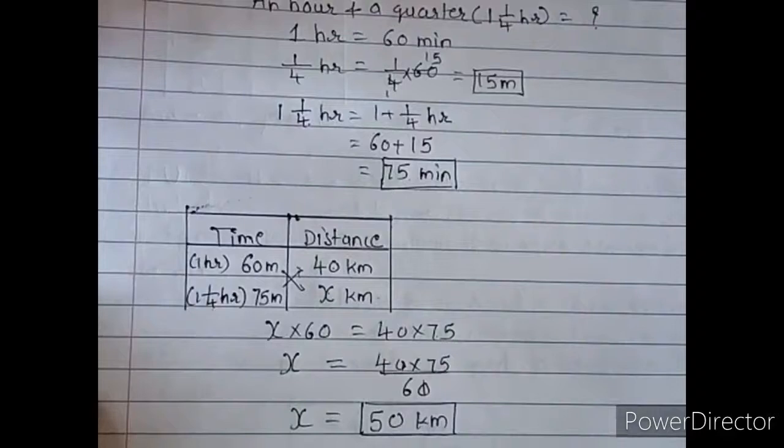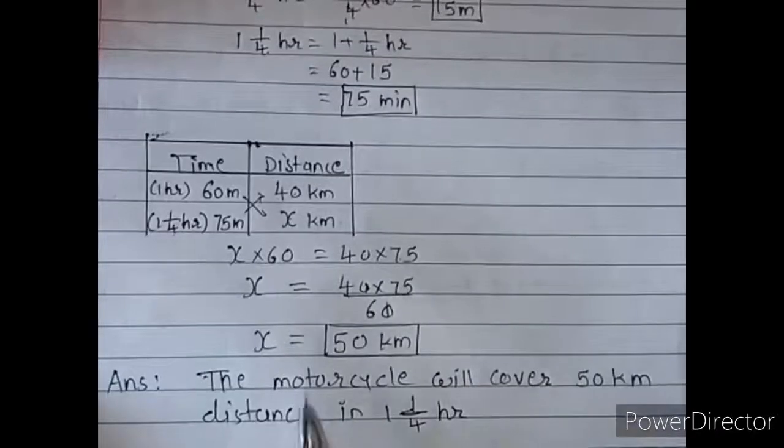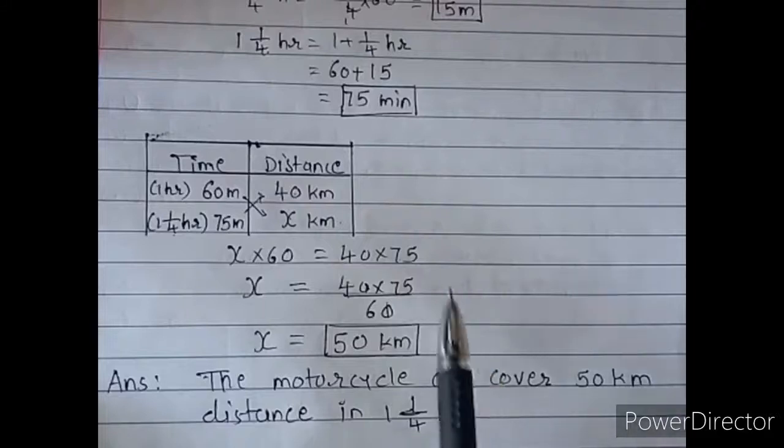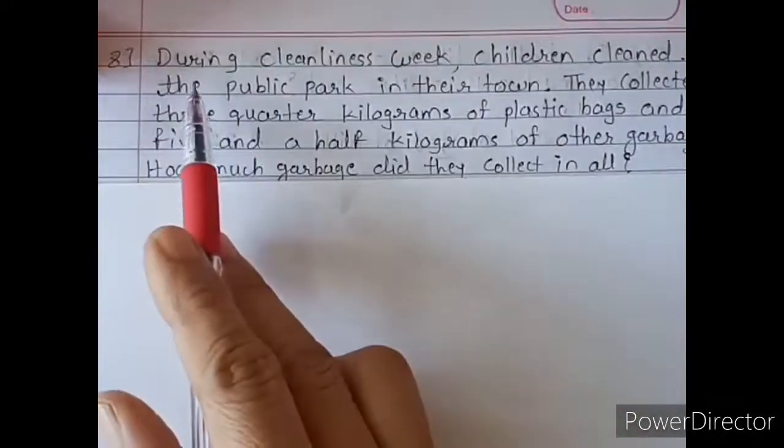Write down the answer in words. So the answer is: the motorcycle will cover a distance of 50 kilometers in 1 and 1/4 hours. Understood how to solve this type of example? Let us solve question number 8.